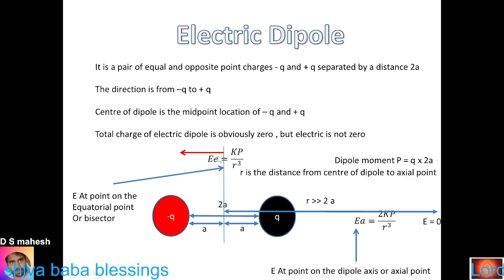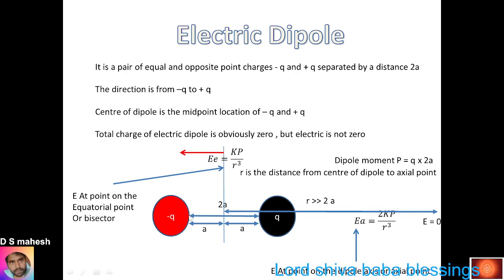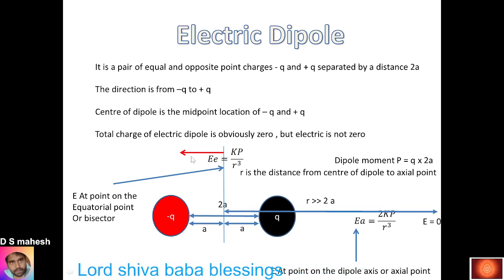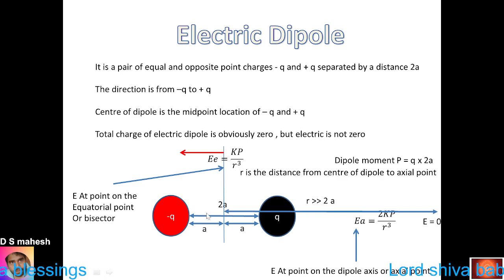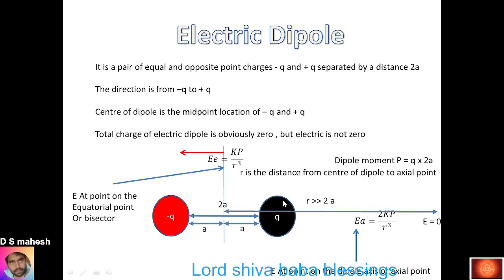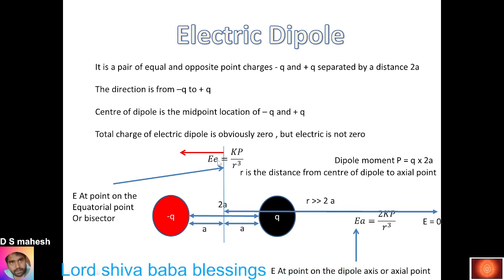But the direction of this electric field at the equatorial point will be exactly opposite to that of the dipole moment direction. So we need to be very observant here. The direction of the electric field at the equatorial point is exactly opposite to the direction of the dipole moment. The dipole moment direction is from where? Minus q to plus q, that is, it is pointing towards the right, whereas the equatorial point electric field is pointing towards the left.